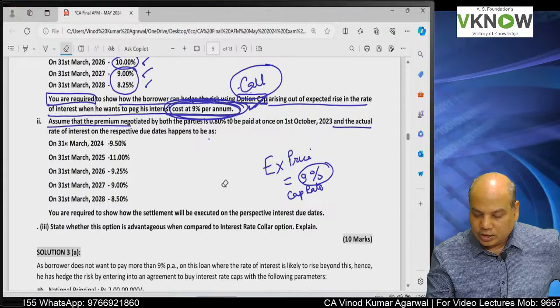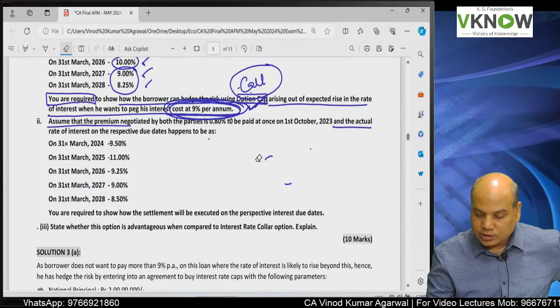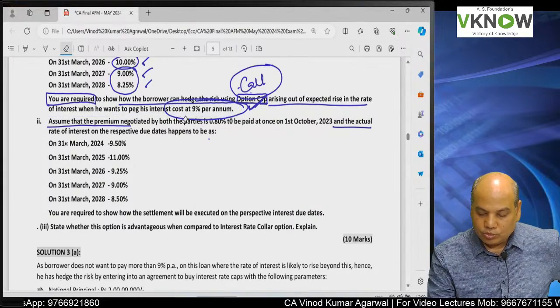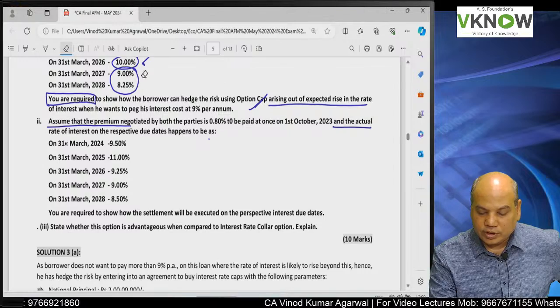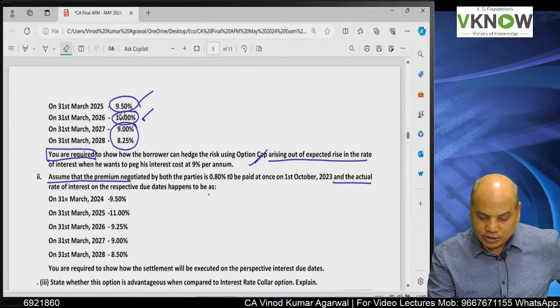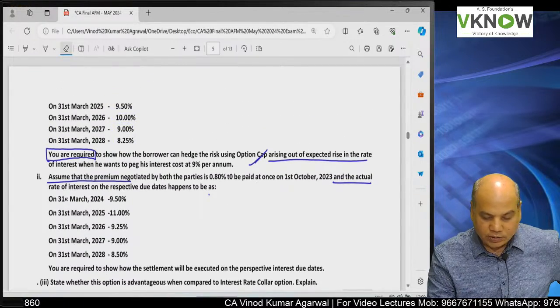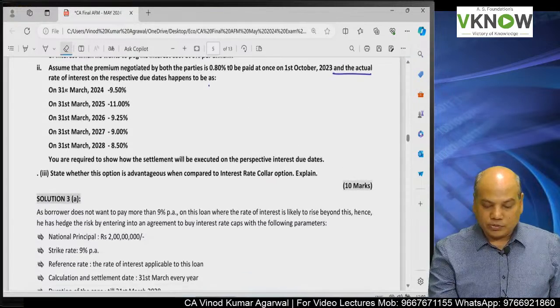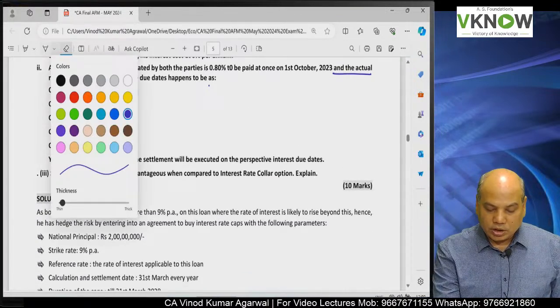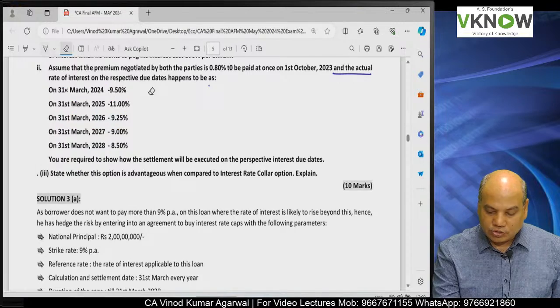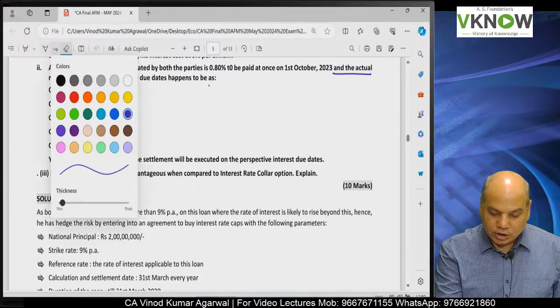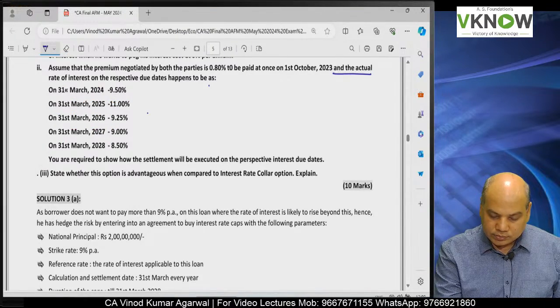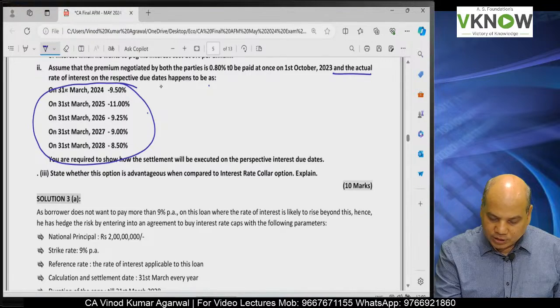Some student can make a mistake. What is the mistake you can make? You might take the projected rate of the RBI. You might take these rates given in the first paragraph. You don't have to take that rate. That is the projected rate. For the purpose of computing gain or loss, I need to take the actual rate. I need to take the actual rate for comparison.